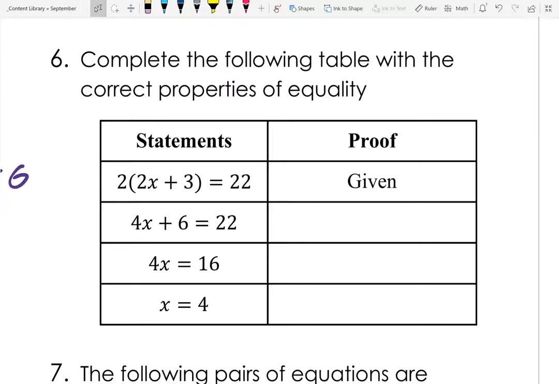Now, number 6. Complete the following table with the correct properties. So we're looking from the first step to the second step. Going from here to here, what this person, whoever worked the problem out, had done is they distributed. 2 times 2x makes 4x, and 2 times 3 makes 6. So they used the distributive property.